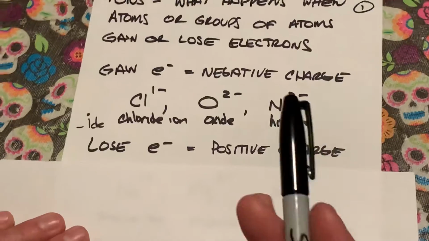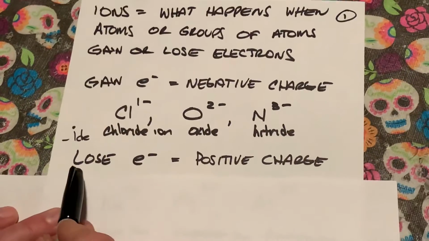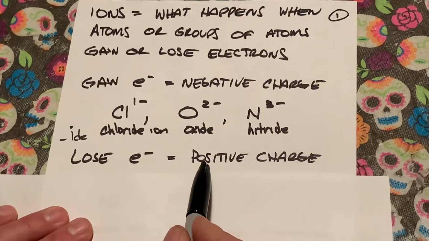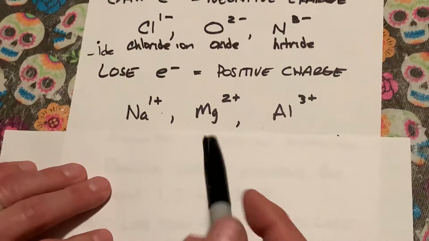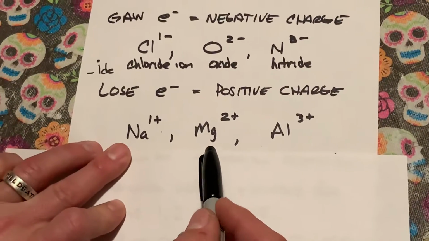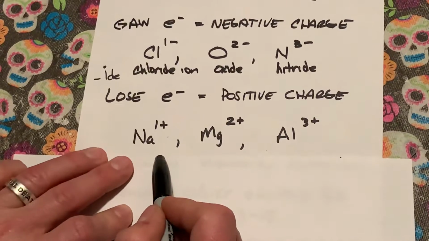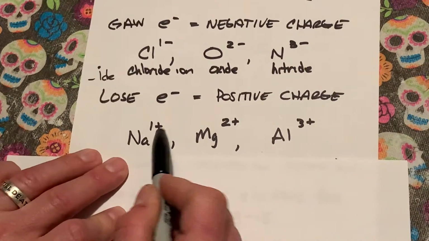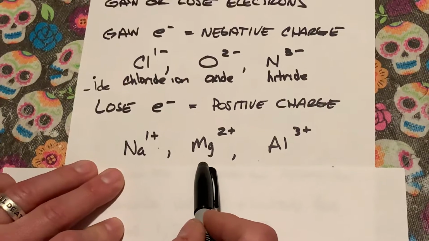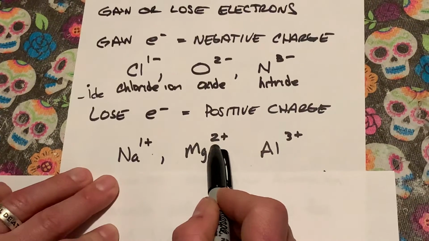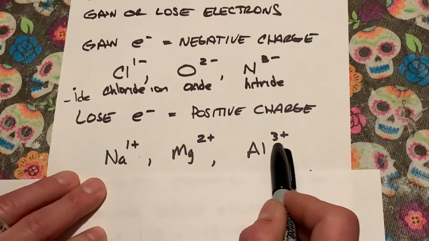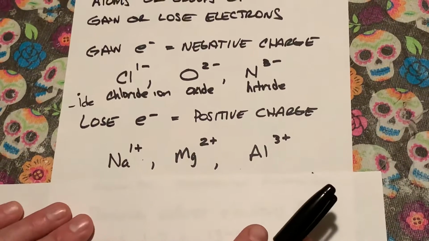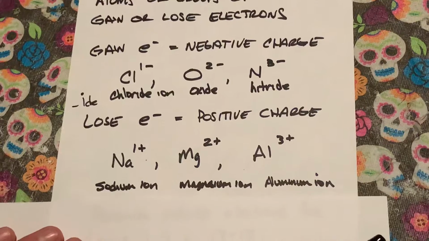Okay. The opposite happens with metals. They lose electrons. When you lose electrons, you have an overall positive charge. So 3 examples of that. Sodium in group 1, if it loses its 1 valence electron, has a +1 charge. Magnesium in group 2 has a +2 charge. Then aluminum in group 13 would have an overall +3 charge as it loses its 3 valence electrons.